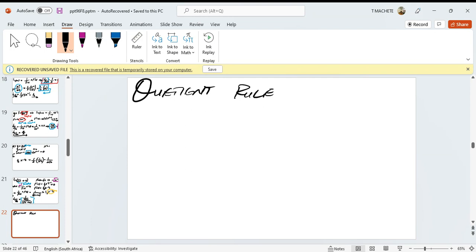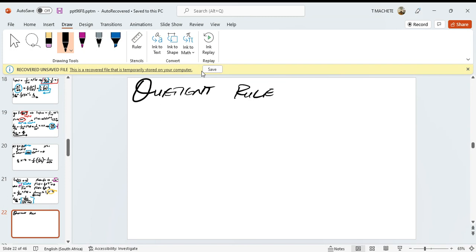So guys, the quotient rule. Quotient rule is this formula. Let me show you the formula. I'm going to go up to differentiation, the one that I said we're going to come back to. Formula number 5. That's your quotient rule.